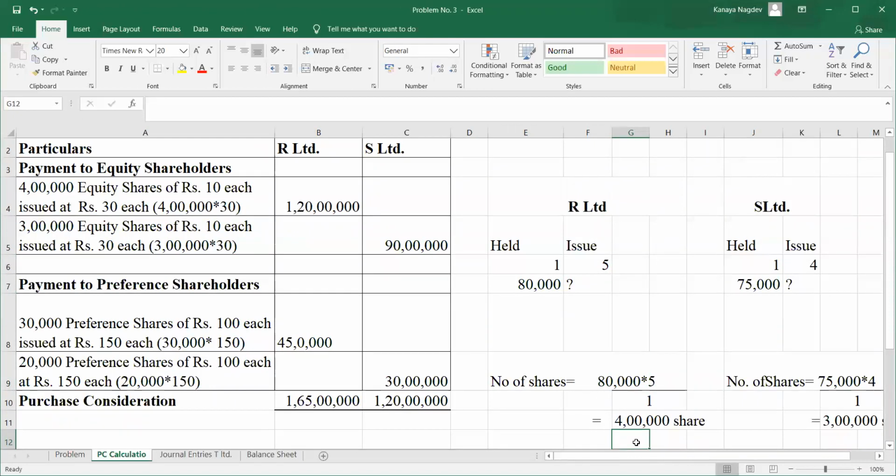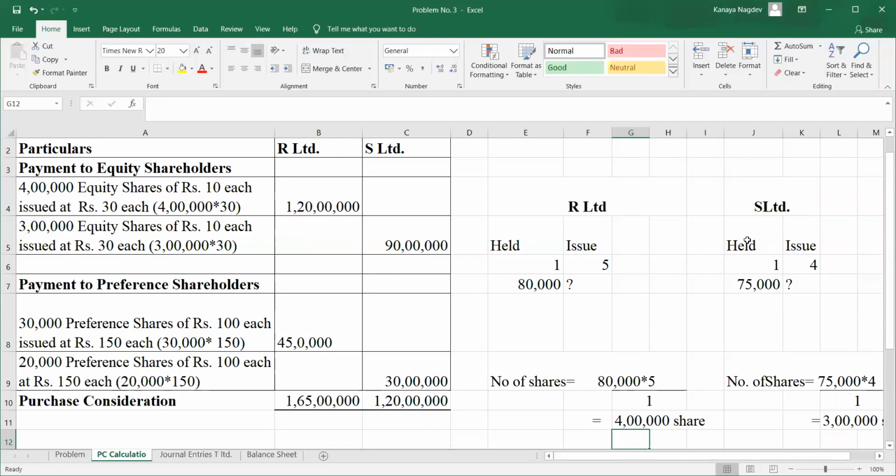Those shares are of rupees 10 and issued at rupees 30. So here you can see payment to equity shareholders in case of R Limited: 4 lakh equity shares of 10 each issued at rupees 30. That is 4 lakh multiplied by 30 will give us the amount of equity shares received from T Limited. For R Limited, that is 1 crore 20 lakhs.